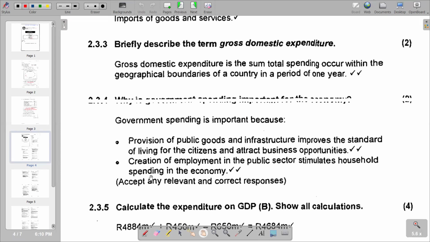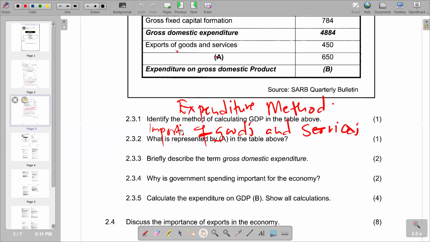So the second point is saying creation of employment in the public sector stimulates household spending in the economy. So there is creation of employment, and on top of that, when there's creation of employment, we are going to see that there's stimulation in terms of household spending. They are now earning, they are now going to work as they are being employed through the process of government spending. So basically, that's what we have.